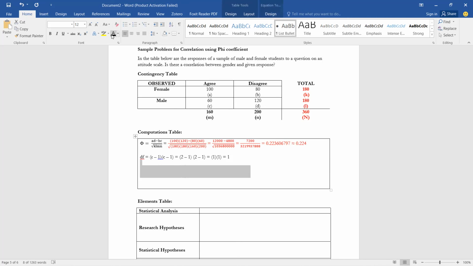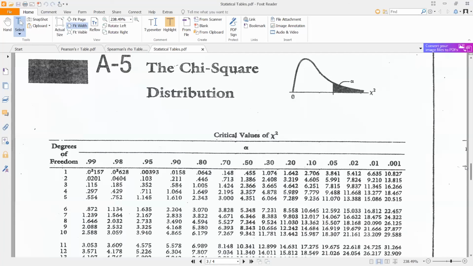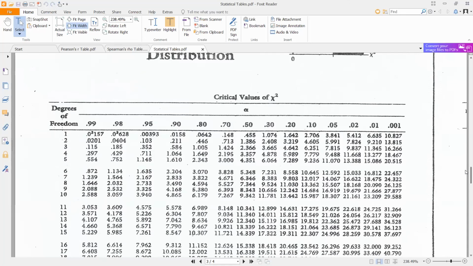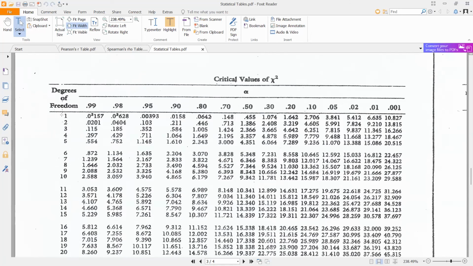Phi's critical value for phi. So how did we get chi-square critical? We need to refer to the chi-square table. No? So let's go to that. Bakit 3.841 ito? Here. So this is your chi-square distribution table. The degrees of freedom we got is 1, and we are settling with 0.05 as alpha level, so it's 3.841.